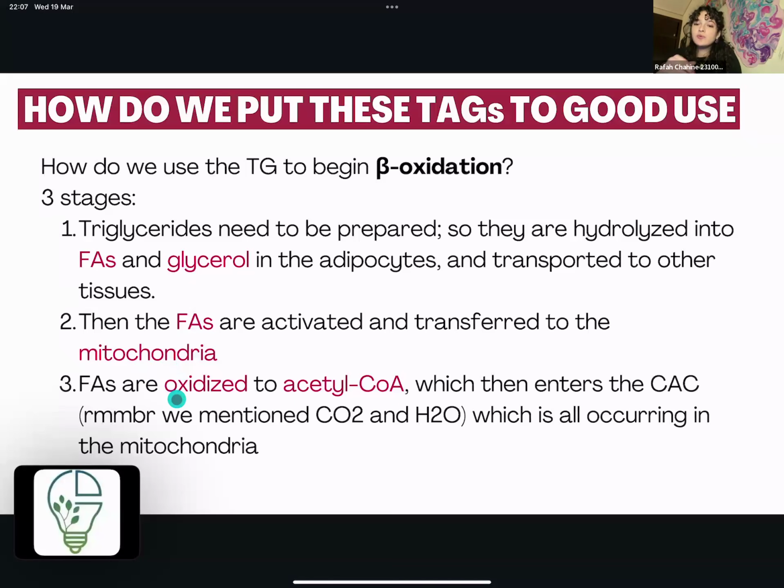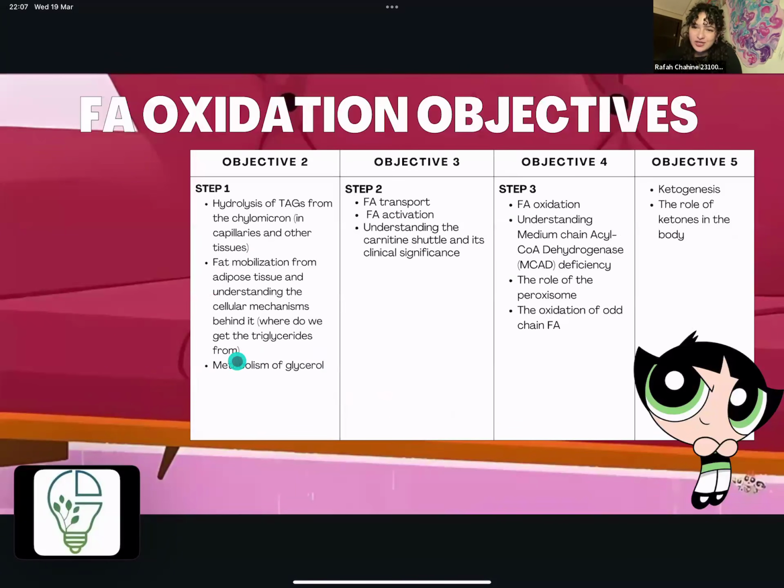So we need to activate them, and then they can go into the mitochondria. In the mitochondria, that's where we start actual beta oxidation. So they're oxidized into acetyl-CoA, but then acetyl-CoA, citric acid cycle, whatever. So this is the entire rundown. Are we good? Well, I can't see the chat, but I'm assuming that we're good. Okay. So we're done with the first objective.